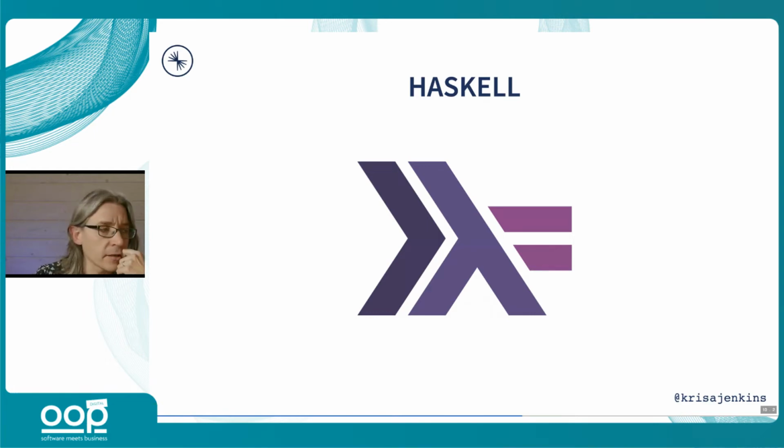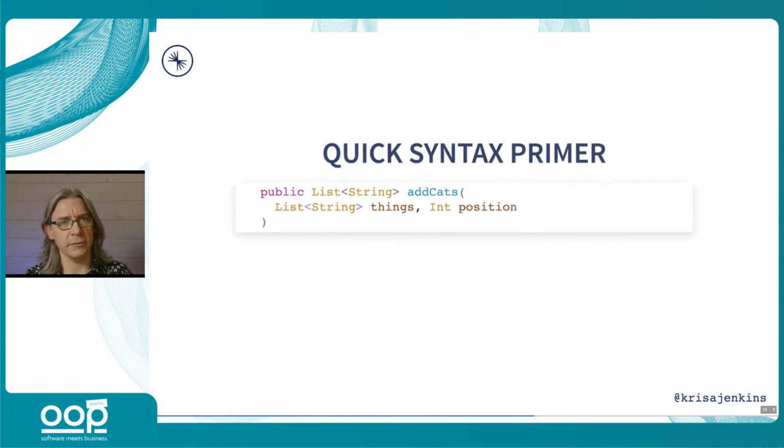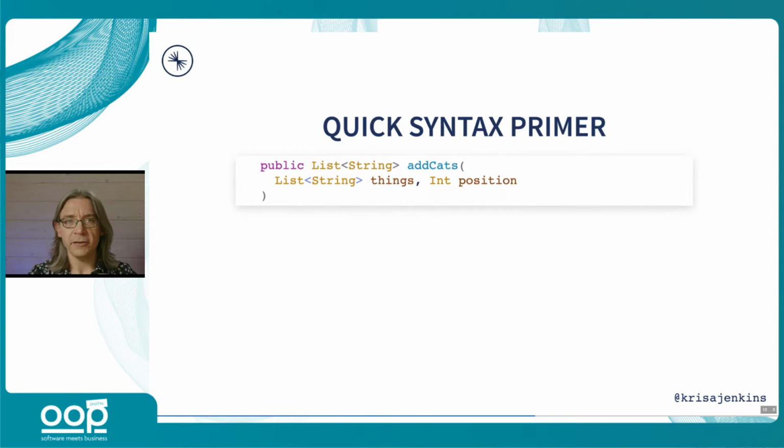Let me show you how that works. So we're just going to have a quick look at a bit of Haskell syntax. It's not too scary. It's just a small part, I promise you. Start with my function add cats. It takes a list of things and a position to add cats to. I don't know why I'm obsessed with cats, but the whole internet seems to be.